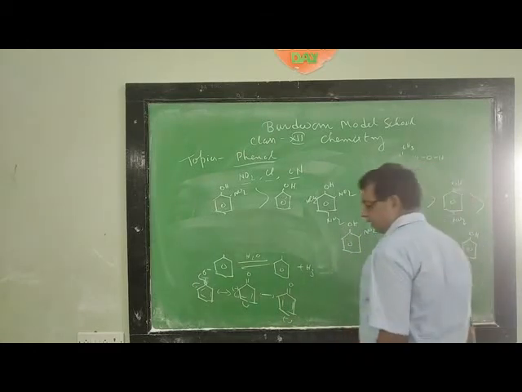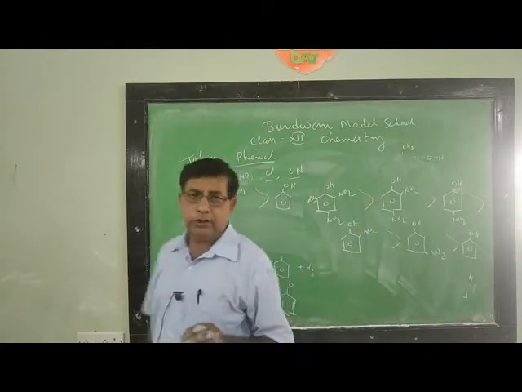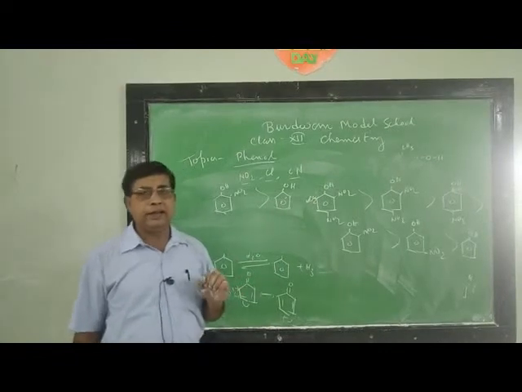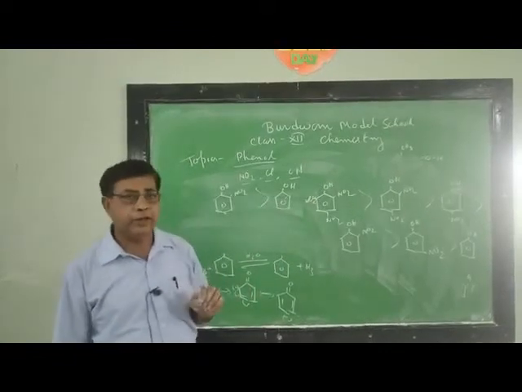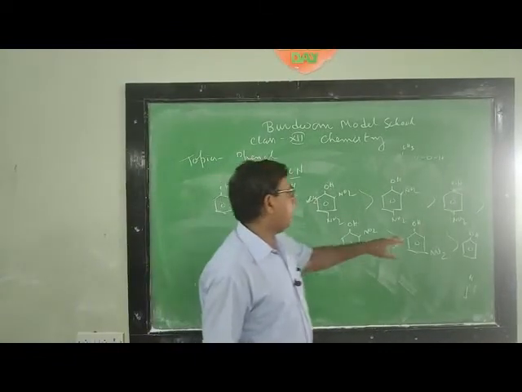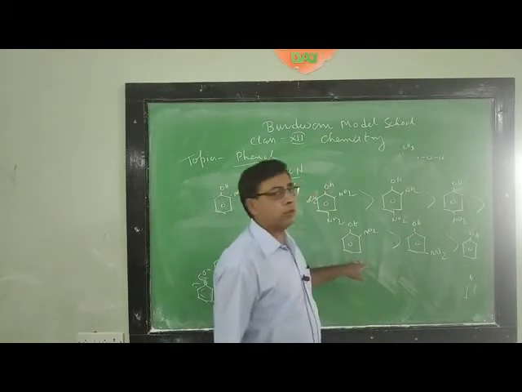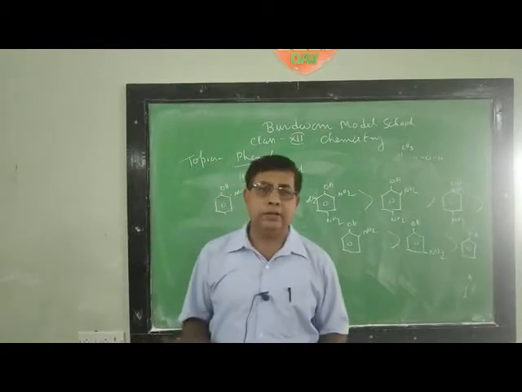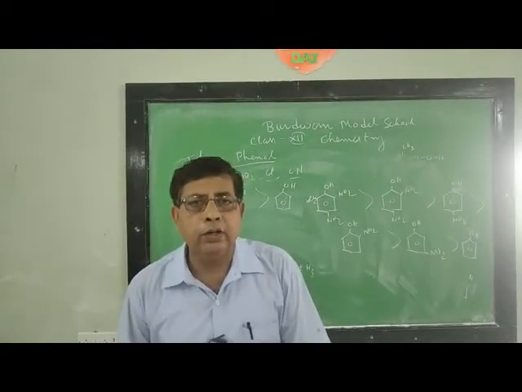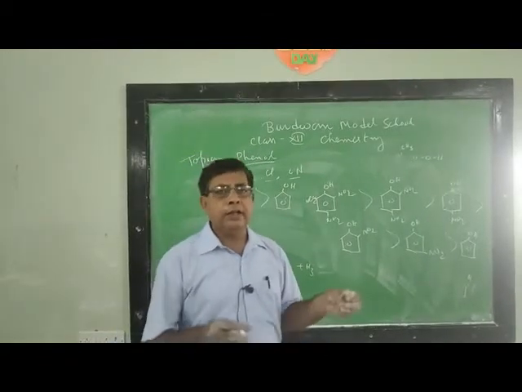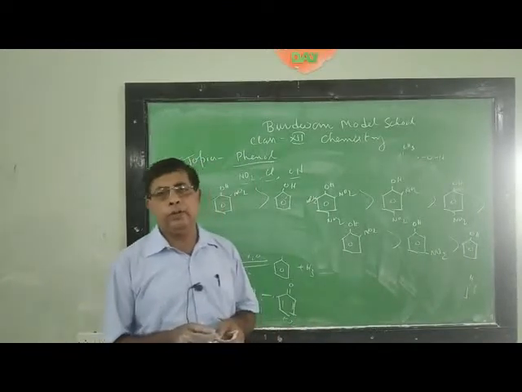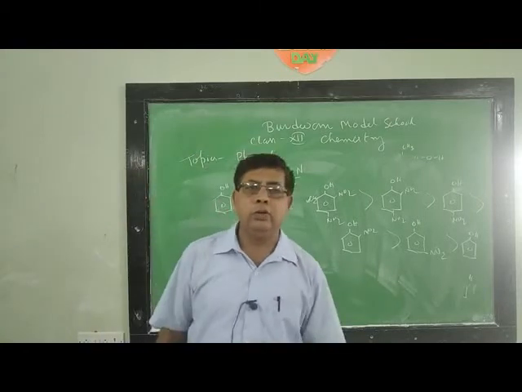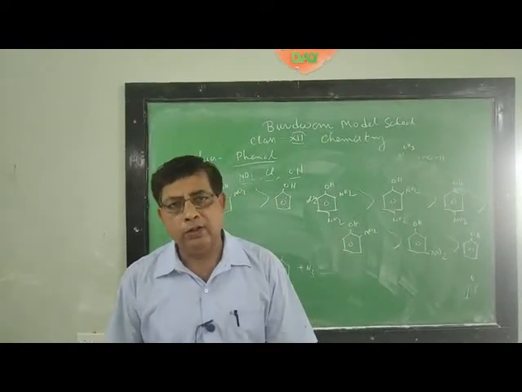Here you must remember one point: if electron withdrawing groups are present in ortho and para positions, then the acidic character increases as compared to the meta position. But here, why is para-nitrophenol more acidic than ortho-nitrophenol? Because ortho-nitrophenol can form intramolecular hydrogen bonding. Due to intramolecular hydrogen bonding, the hydrogen atom is bonded with the oxygen atom of the NO2 group, so it cannot be easily released. So ortho-nitrophenol will be less acidic than para-nitrophenol.